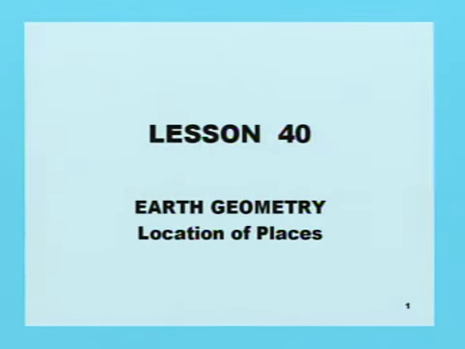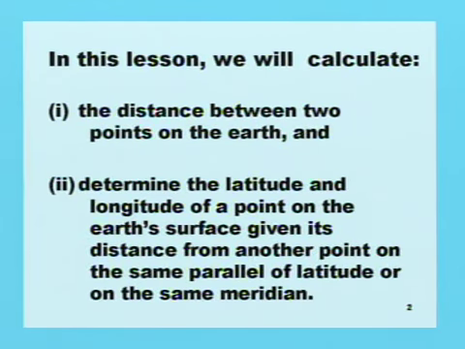Welcome to another program, CXC Mathematics in Focus. Lesson 40, Earth Geometry, Location of places on the Earth's surface. In this lesson, we will calculate 1. The distance between 2 points on the Earth's surface, and 2. Determine the latitude and longitude of a point on the Earth's surface given its distance from another point on the same parallel of latitude or on the same meridian.